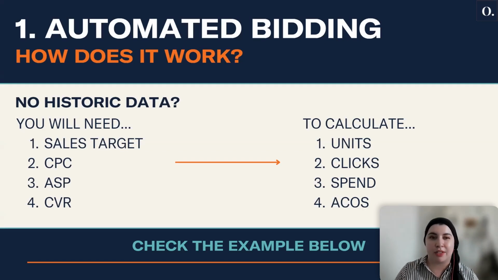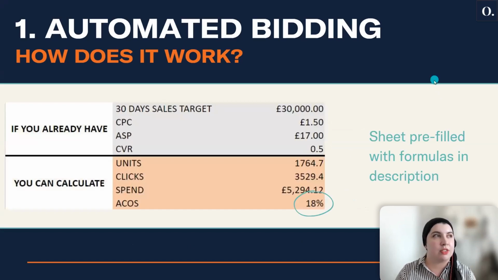If you don't have historical data instead, there is a very simple way to calculate target ACOS. You will need the following data: the sales target, your average CPC, your average selling price, and your conversion rate. With these, you will be able to calculate the number of units, the number of clicks, the target spend, and the target ACOS. And I have an example in the next slide to show you this in more detail.